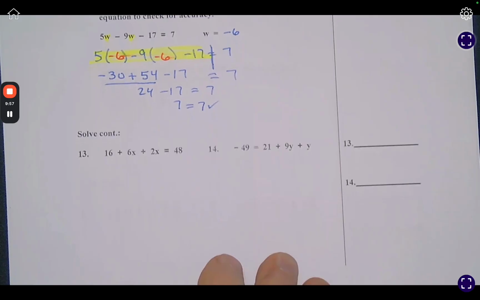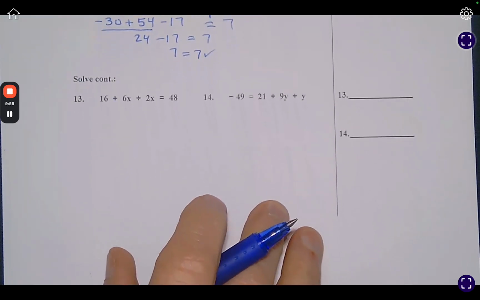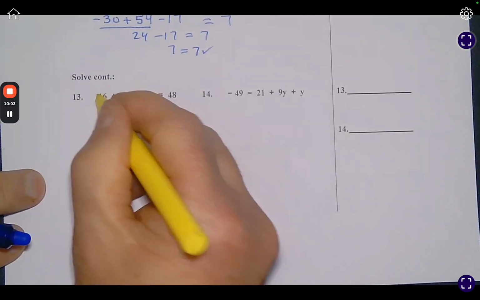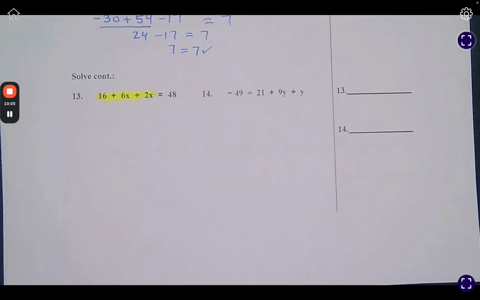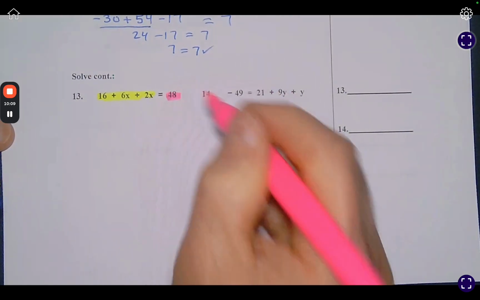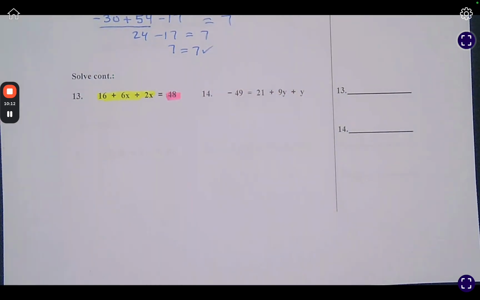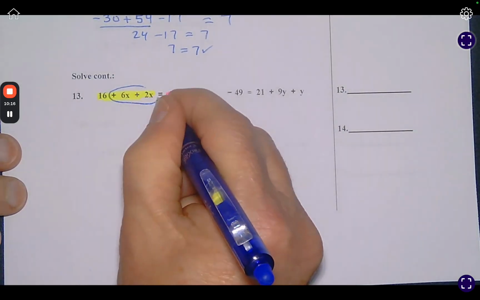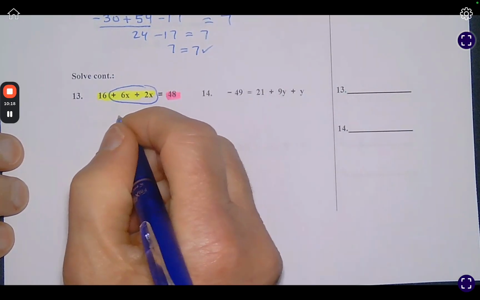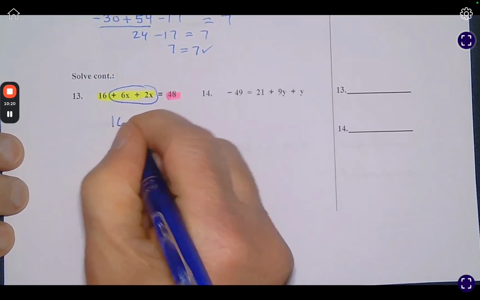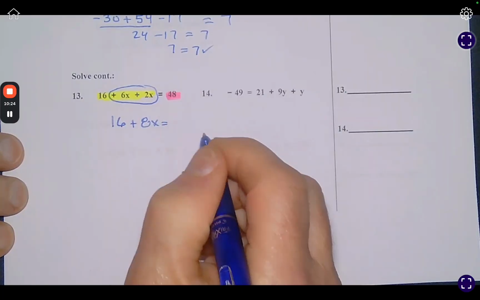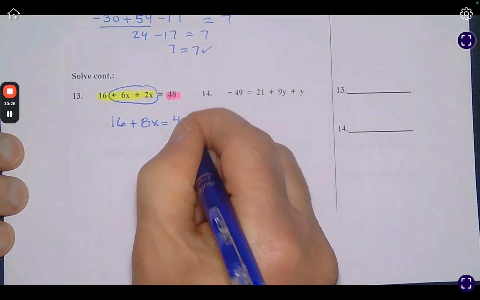Okay, let's go here to the last two. 13 and 14. These are doozies. Look at that left-hand side right there. See that? And then look at the right-hand side right there. Simplify the left and the right if possible. So what I notice is I have these terms that are like right here. So I have 16. 6x plus 2x is 8x equals a whole lot of 48.